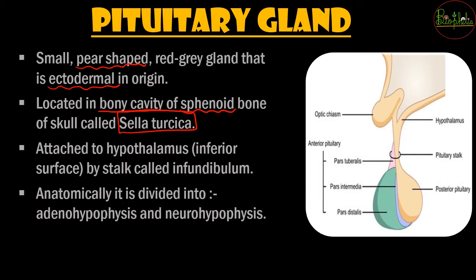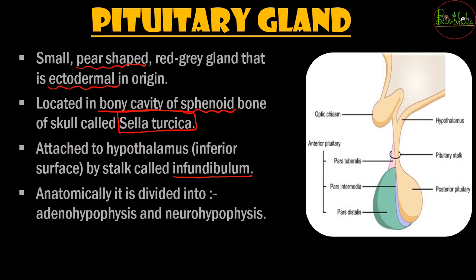And since the pituitary gland and hypothalamus are in very close extremity, they are attached to each other by a stalk called the infundibulum. We had already talked about the infundibulum in the previous video as well, but here also we study it because it is a part of the pituitary gland.